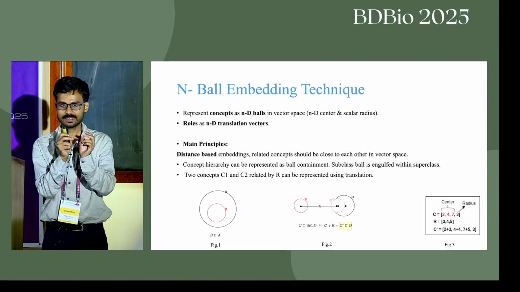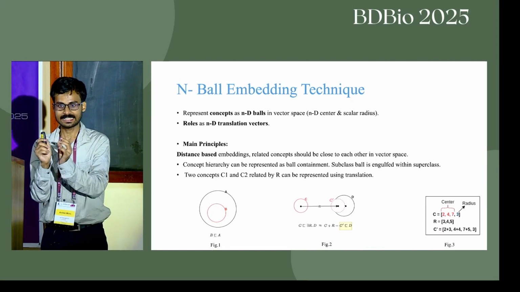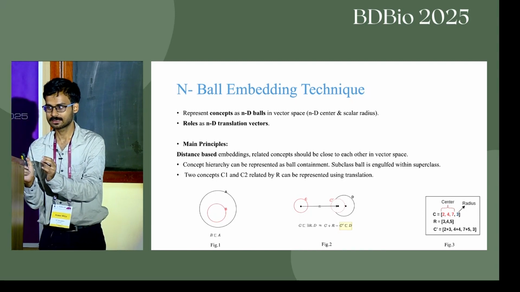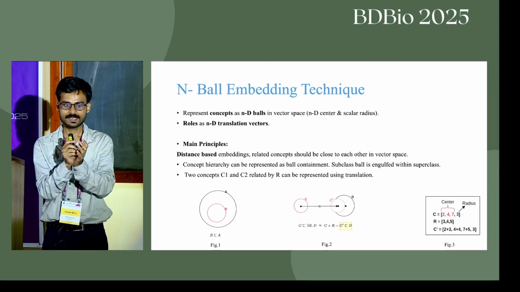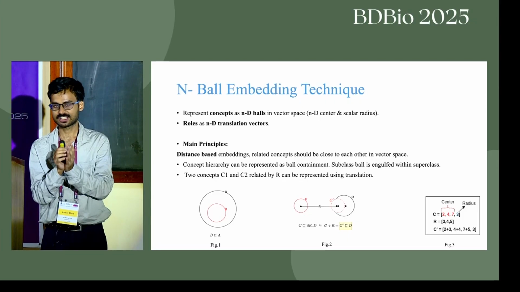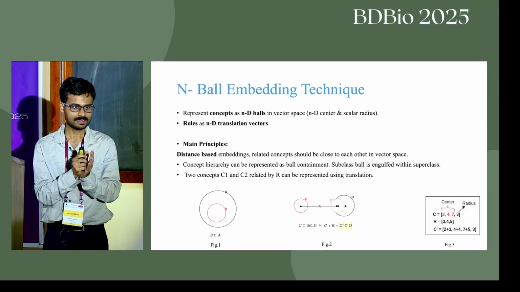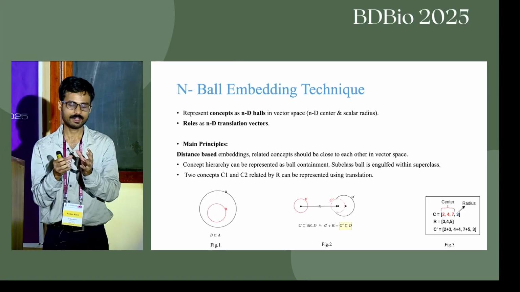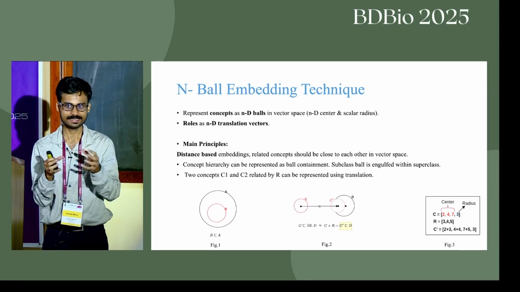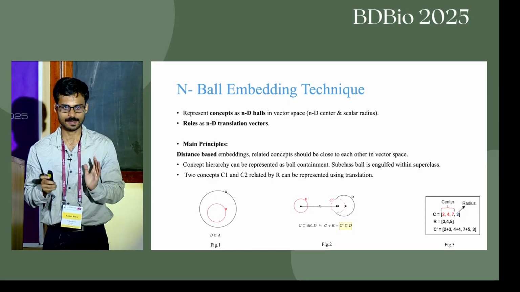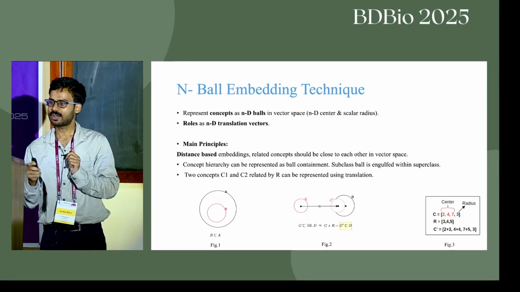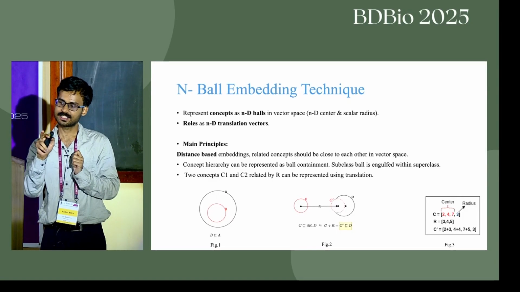So every concept can be represented as an n-dimensional ball in vector space, and roles can be represented as n-dimensional translation vectors. So basically it's a distance-based embedding model. So related information, for example, a gene and a disease which are related, should be close to each other in vector space.